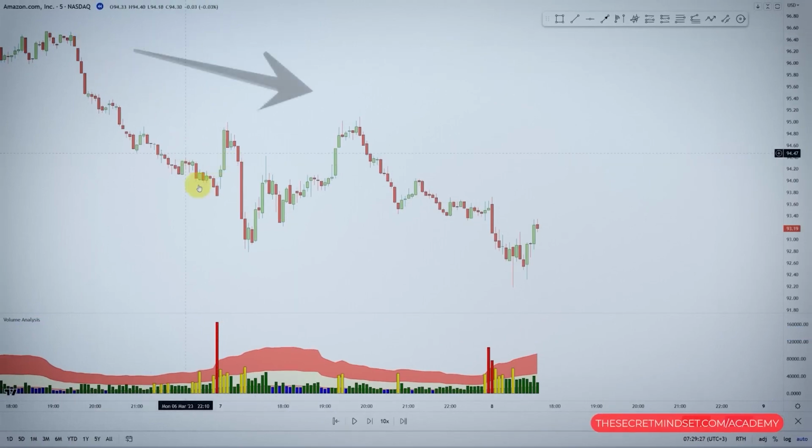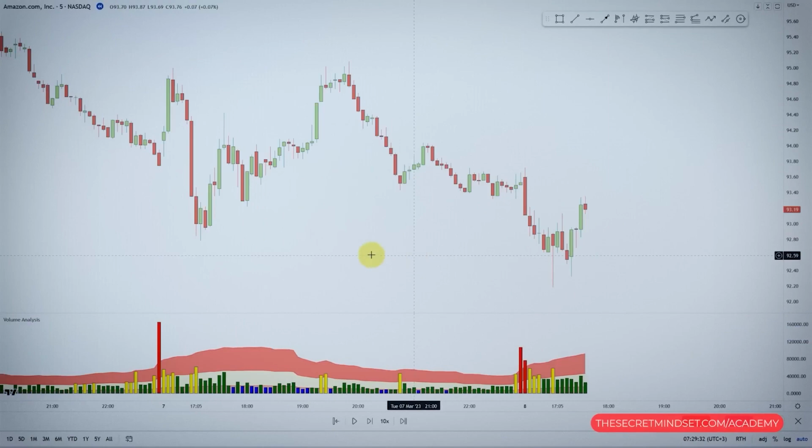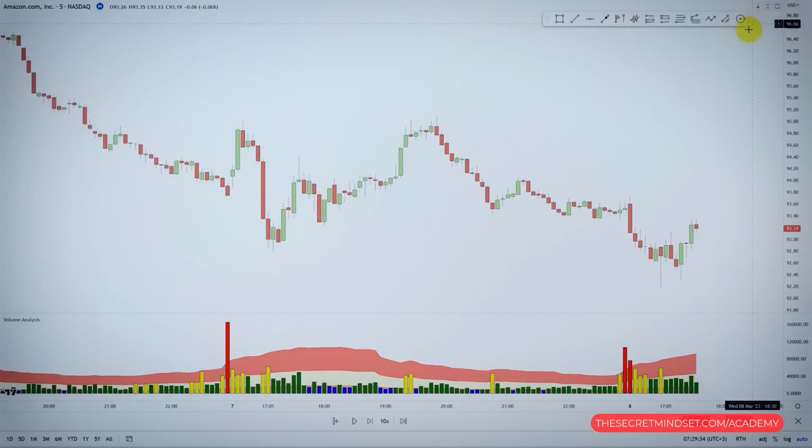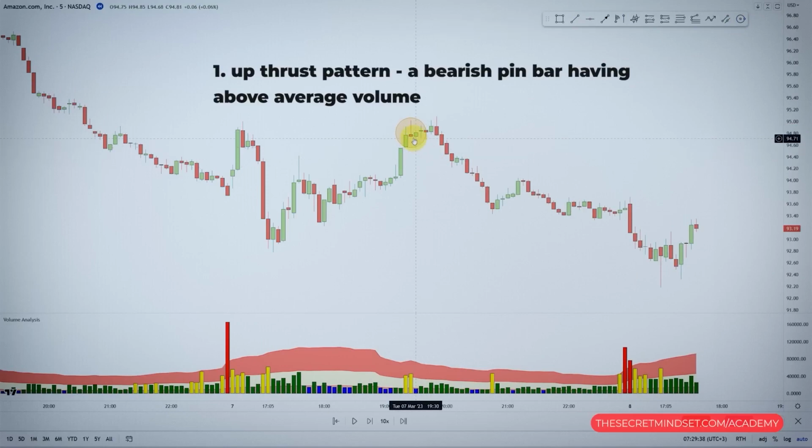Here's Amazon. Market is in a downtrend, so the plan is to trade a short position at the supply area after we find an upthrust pattern, which is right here. A bearish pin bar having above average volume, low spread while the volume is high. A disagreement between spread and volume, which implies that there is more supply than demand, a sign that price could fall in the near future.